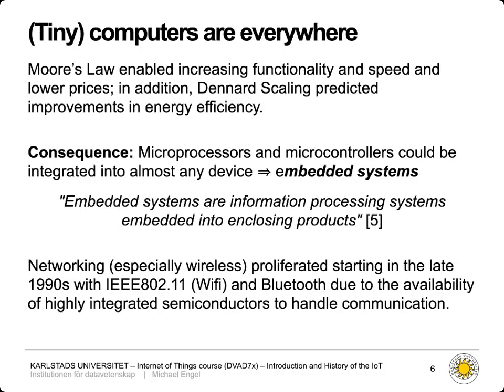So the consequence of these 50 years of development is that computers are everywhere, especially tiny computers. So the progression of Moore's law enables increasing functionality and speed and energy consumption going down due to Dennard scaling, and in turn, we were able to lower the prices of processors significantly. So, for example, the first computer built by Apple in 1976 used what was then considered a low-cost microprocessor. This was a 6502 by a company called MOS Technology, and this cost $25. And that was a bargain because an Intel processor cost like 10 times as much.